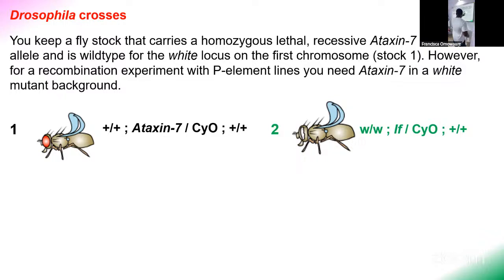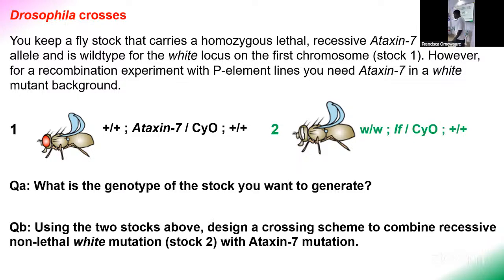Now the first question, which I think is in the slide, is what would be the genotype of your stock that you want to generate? And then using these two stocks, how are you going to generate it? So this is like crossing scheme 001, not even 101 yet. You want to be able to do that.